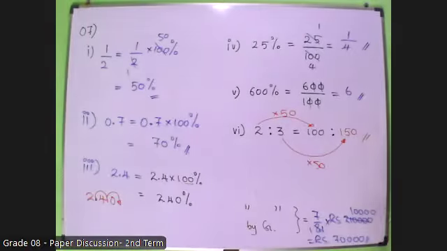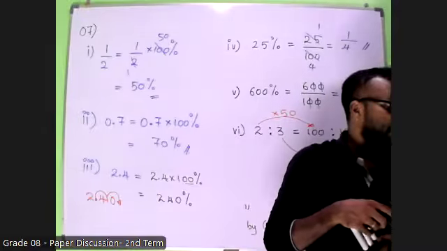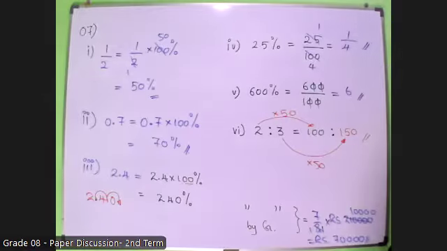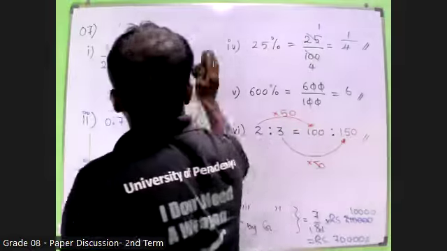So let's go to part B. If 30% of a person's salary is 7,800, they are asking what is the monthly salary of that person. Let's do that.